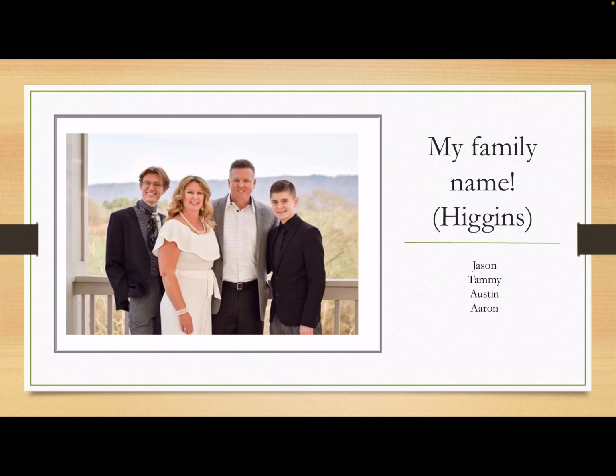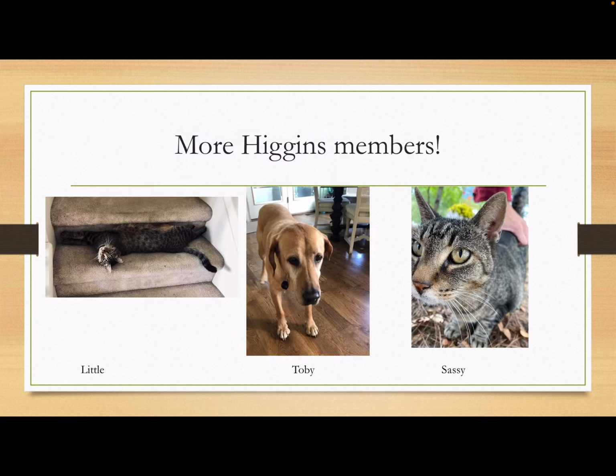My family name, my last name is Higgins, so this is us. We have Jason, Tammy, Austin, and Aaron. It's my little brother and my mom and my dad. And here's some honorable mentions, some more Higgins family members from left to right. That's my cat Little, our dog Toby, and our other cat Sassy. They're just as much of the family as anyone else is.